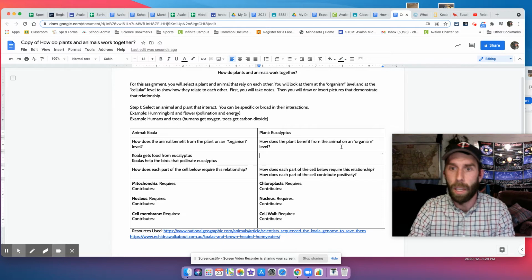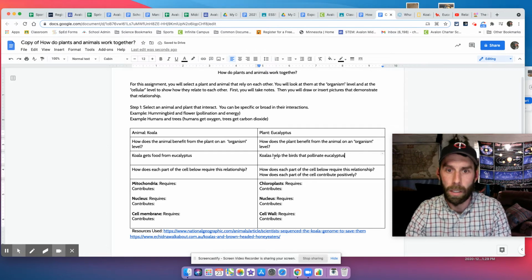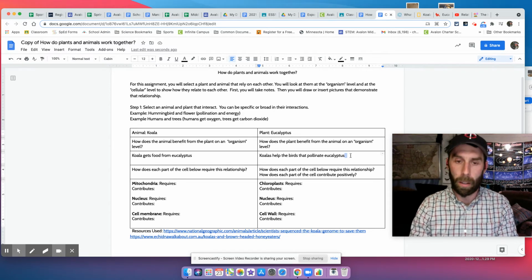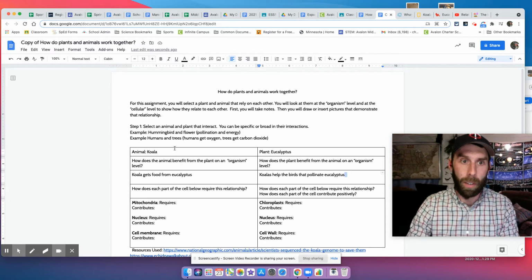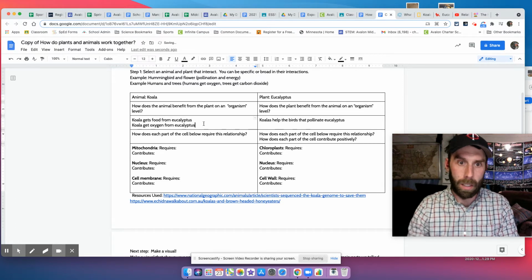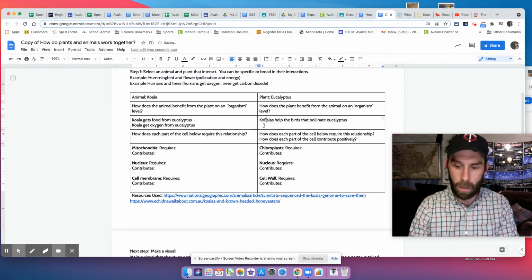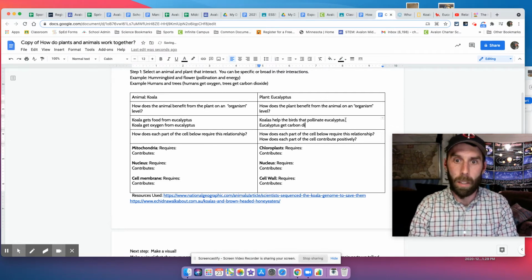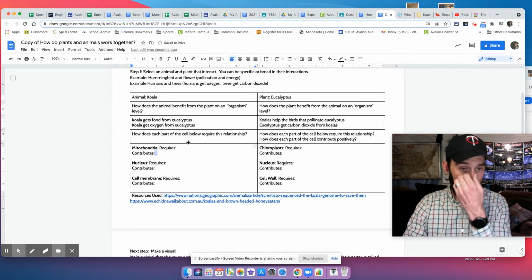Okay, how does the plant benefit from the animal on an organism level? All right, so here we go. I meant to put that there. Koalas help the birds that pollinate eucalyptus. So eucalyptus would not be pollinated without that. But also, as from the video up here, we know that koala get oxygen from eucalyptus and eucalyptus get carbon dioxide from koalas, right? Okay, so that's on the organism level.